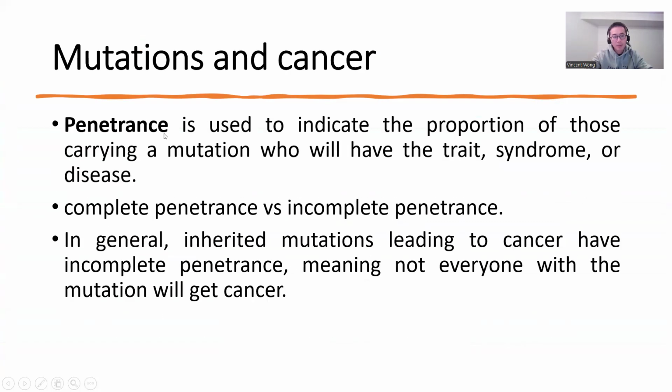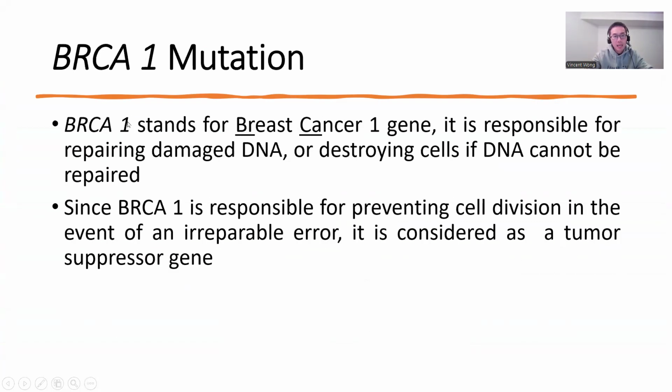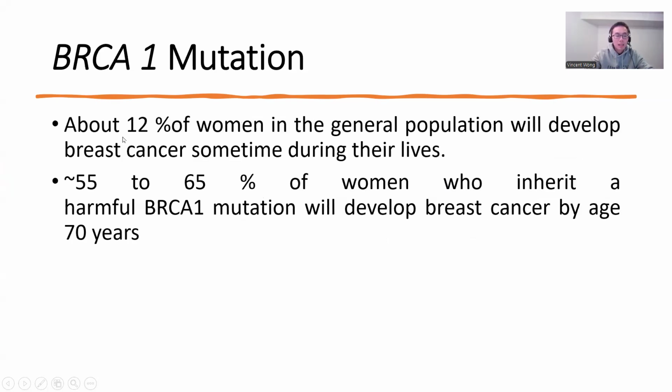Okay? So that's why it says here, cancers that are inherited tend to occur earlier in life than cancers of the same type that are not inherited. Okay, let me give you an example. We'll come back to penetrance in a second. BRCA1. BRCA1 stands for breast cancer 1 gene. It is responsible for repairing damaged DNA or destroying cells if DNA cannot be repaired. Okay, in other words, it's going to stop cell division. So for that reason, BRCA1 is a tumor suppressor gene. Right? In the general public, about 12% of women will develop breast cancer sometime during their lives. Okay, 12%.